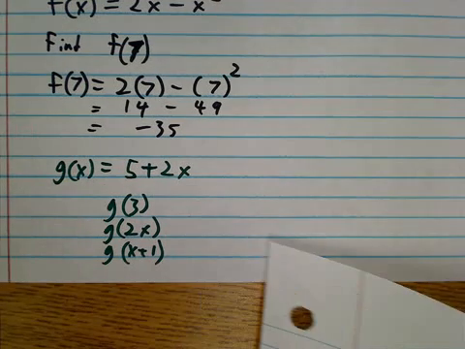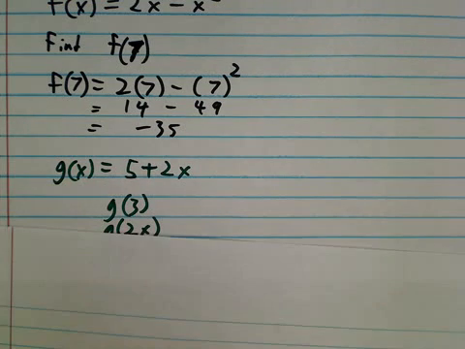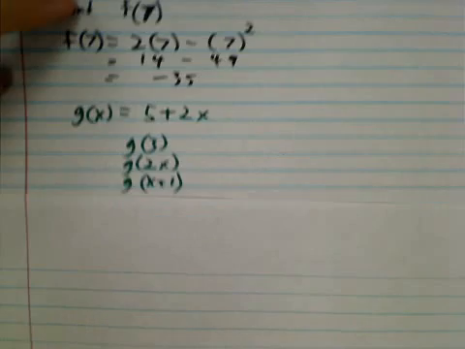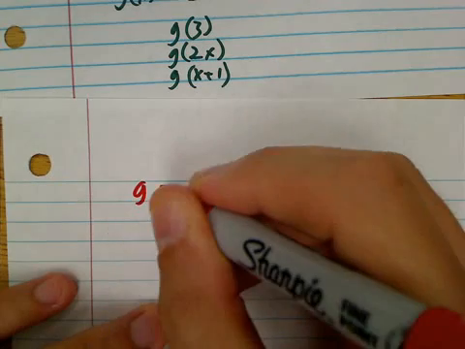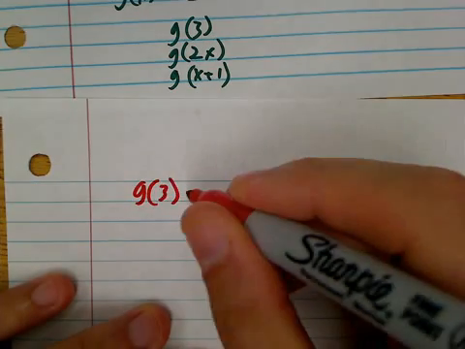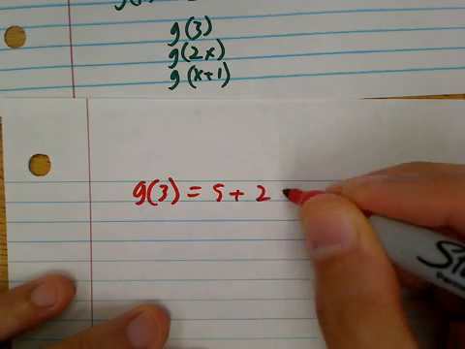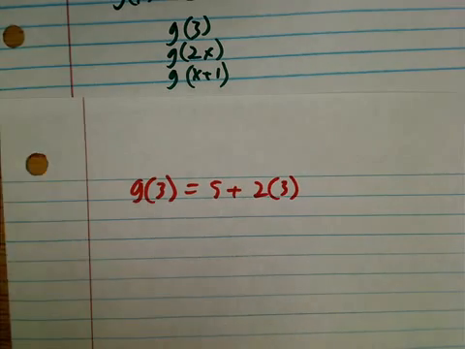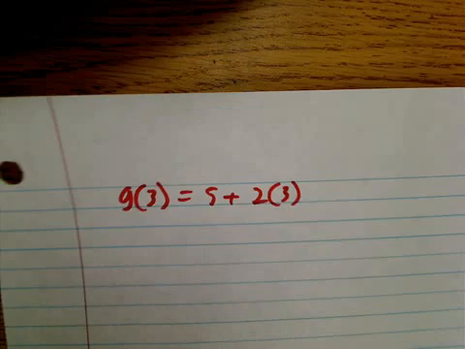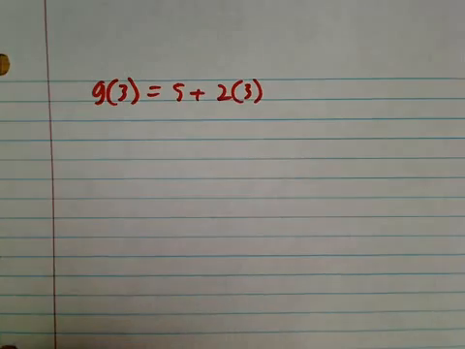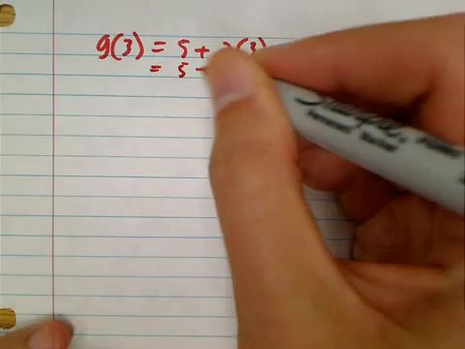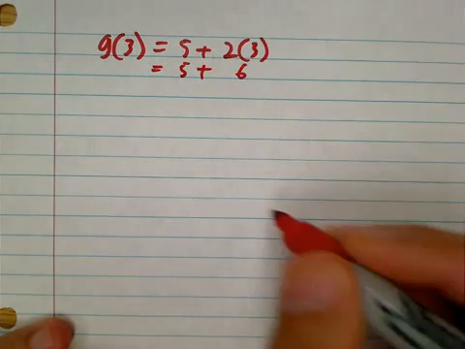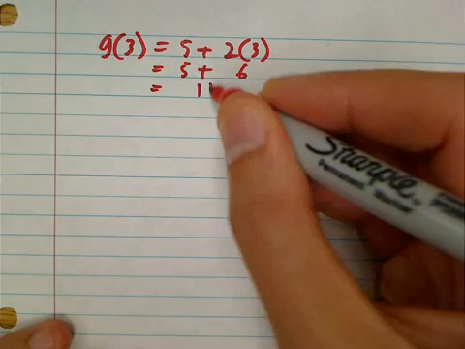Okay, I'm going to try these out. I'm going to get another piece of paper to do so. So g of 3, let me start with that. Well, that's going to be 5 plus 2 times 3. Okay, so this is just an order of operations problem. 2 times 3 is 6, and then 5 plus 6 is 11.